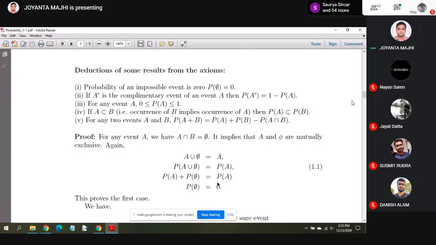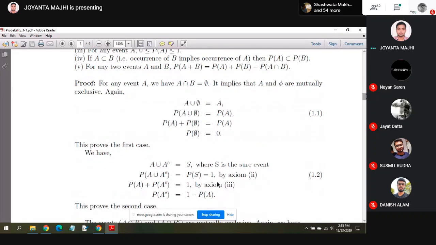That is the proof for the first. Here we said that A is an event and A intersection phi. Sorry, this is not B, this is phi. It is a mistake. The intersection of any set with a null set is always null. Therefore, A intersection phi is equal to phi, and so phi and A are mutually exclusive.